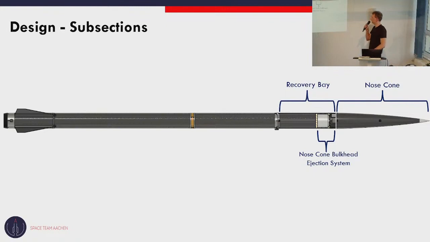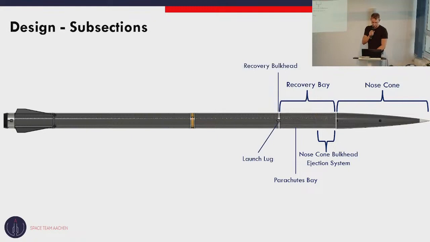Inside the nose cone bulkhead, we have the ejection system located. And we have the parachutes also located inside the recovery bay. Okay, let's go on. We have there the recovery bulkhead and one of the launch lugs. I will elaborate on that later.